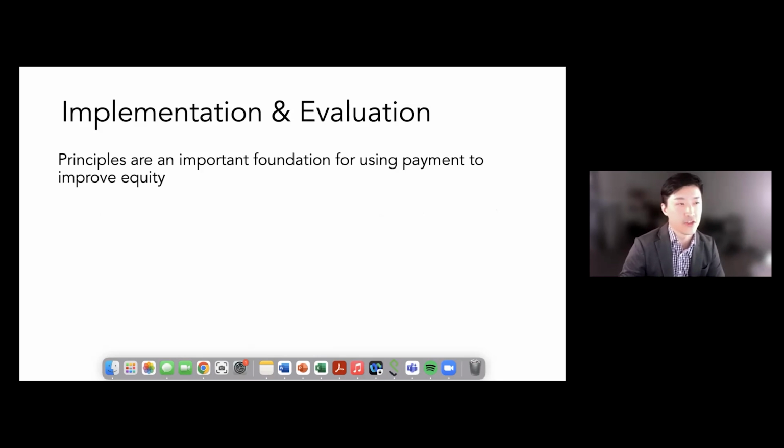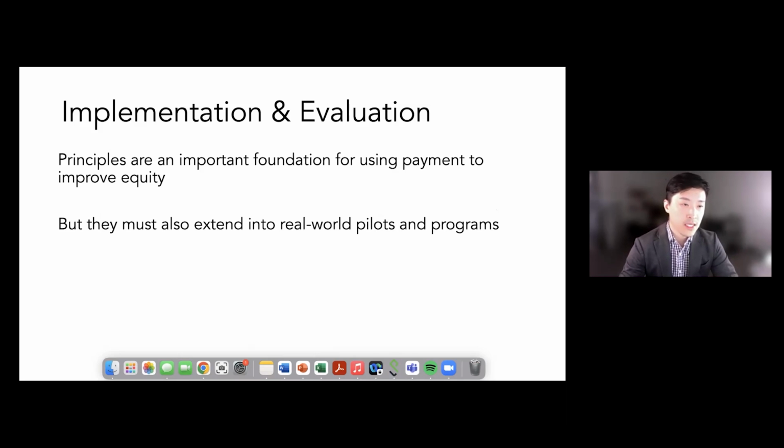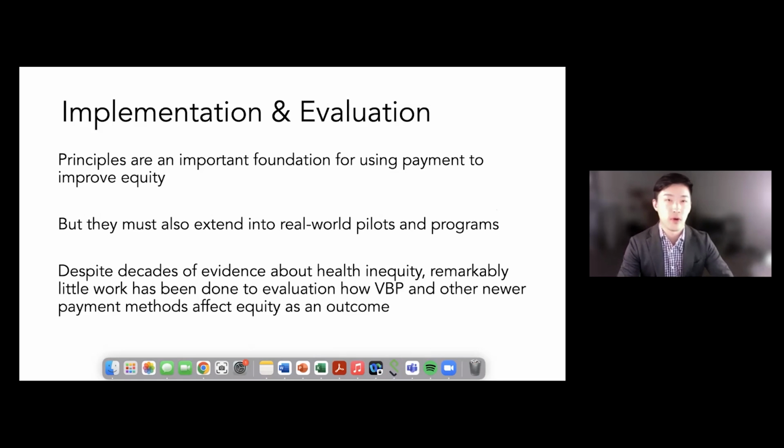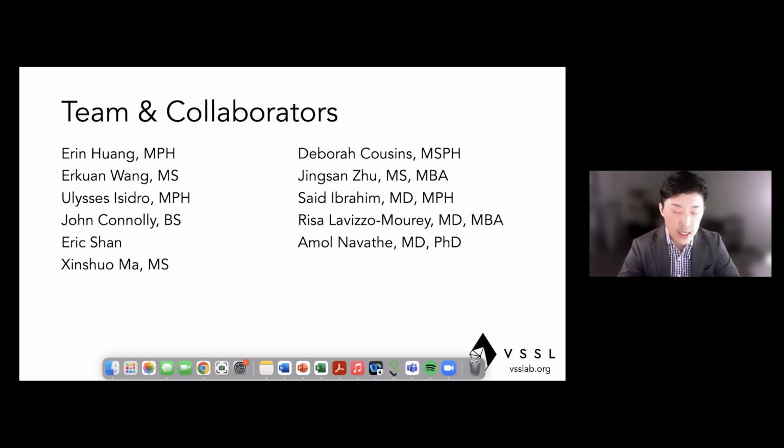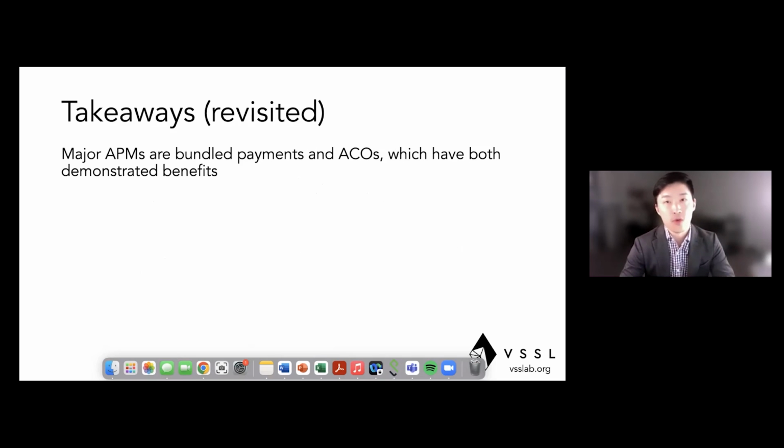Last point here, implementation and evaluation. I would say that principles are an important foundation for all this work, but we need to actually put data into the world. We need to implement real-world pilots and ultimately programs. And unfortunately, despite decades of evidence about health inequity, there's been remarkably little work done evaluating how APMs and value-based payment affect equity as an outcome, or even implementing programs to address that. This team you see here has worked with me, and I owe them a great debt of gratitude for the work that we've done together to begin doing this. I hope to be doing more going forward.